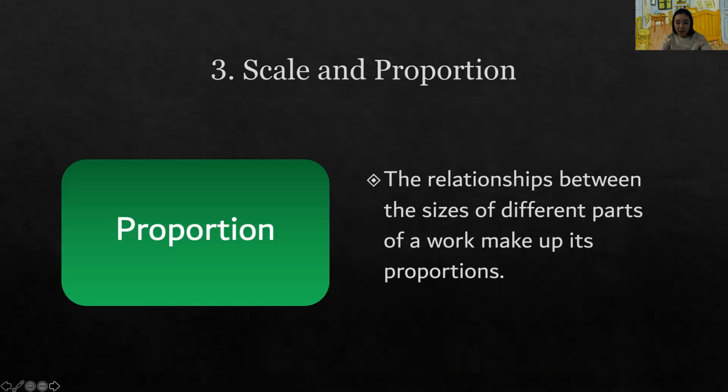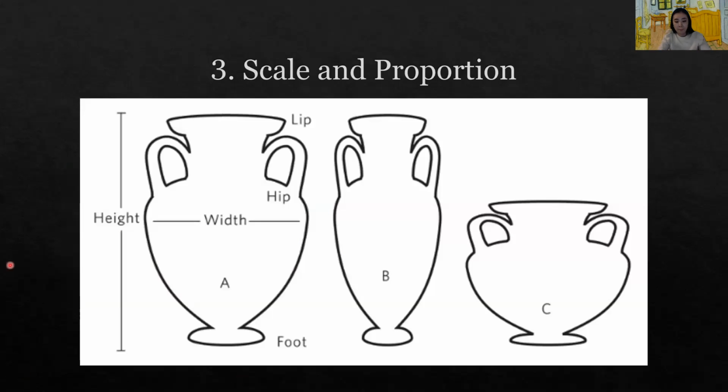All right, so let's see proportion for the last. The relationships between the sizes of different parts of a work make up its proportions. By controlling these size relationships, an artist can enhance the expressive and descriptive characteristics of the work. So let's look at these examples to show the proportions. As size relationships change, the proportion changes.